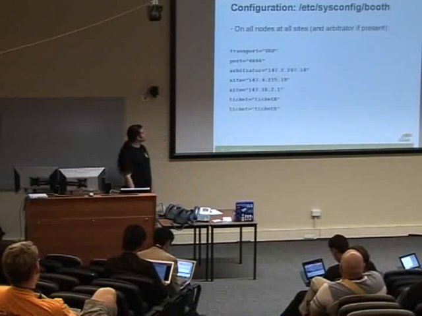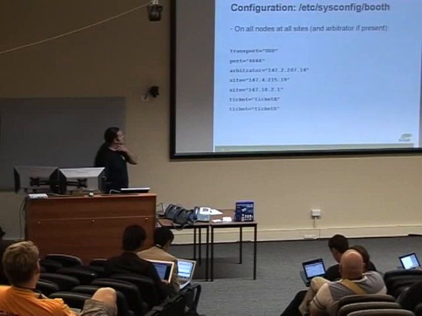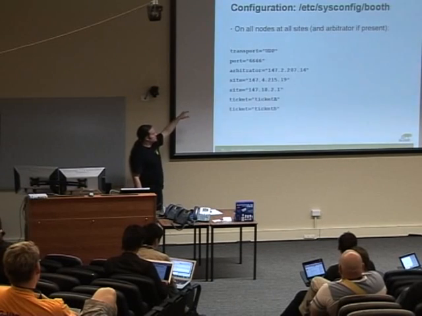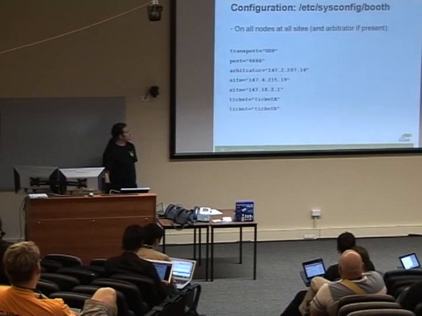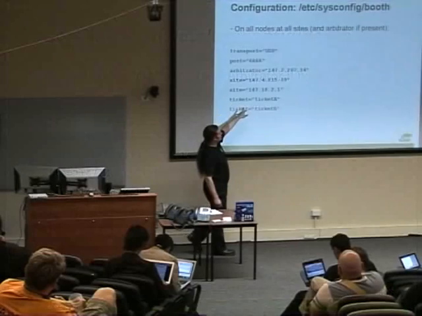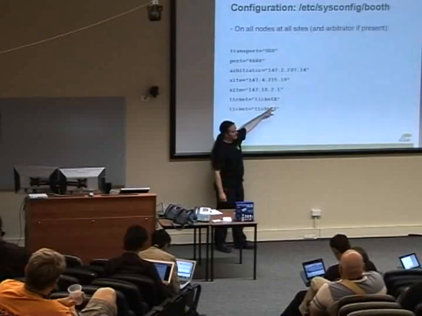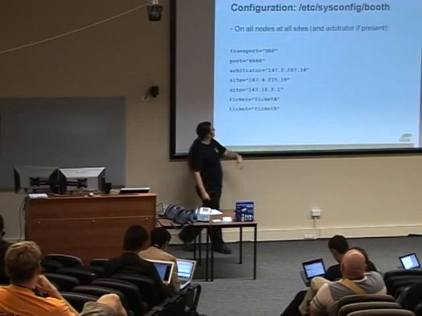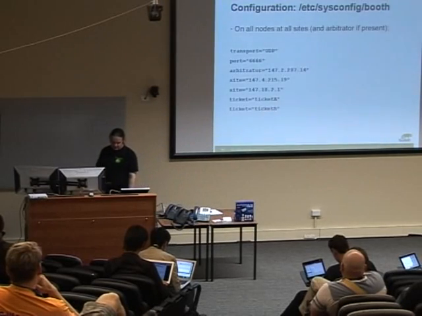This says what it says on the screen. Protocols, ports. You need one entry for every arbitrator and one entry for every site to tell it the IP address. You need one line for each ticket that it's managing. If you wanted to specify a different expiry time for the ticket, there's some more syntax here. You can put a semicolon and the number of seconds to expire the ticket after.